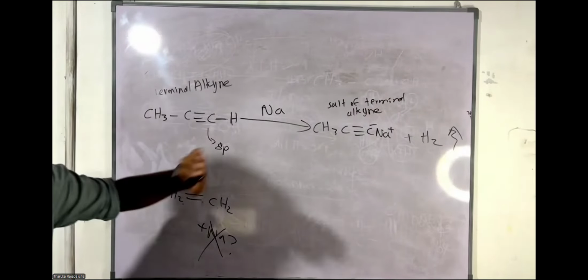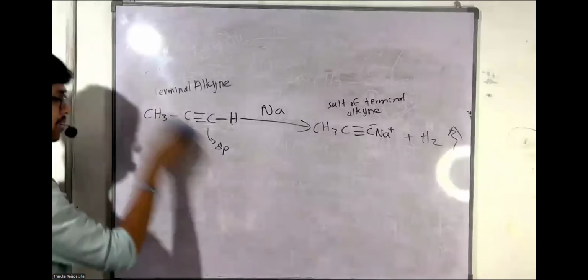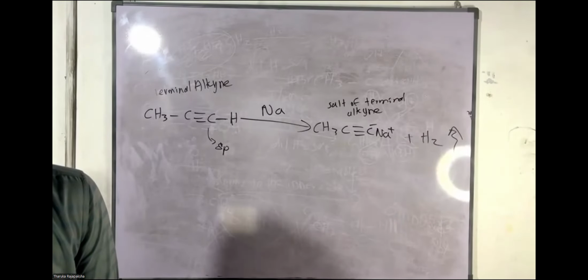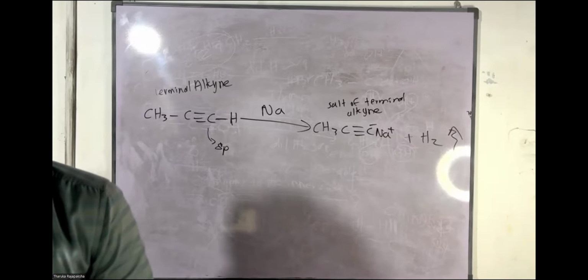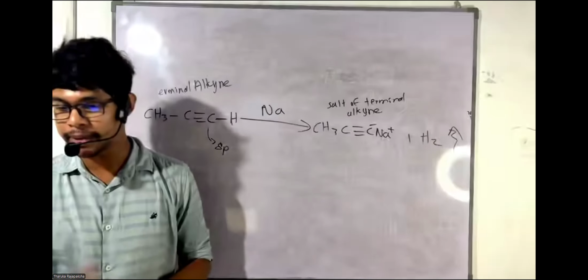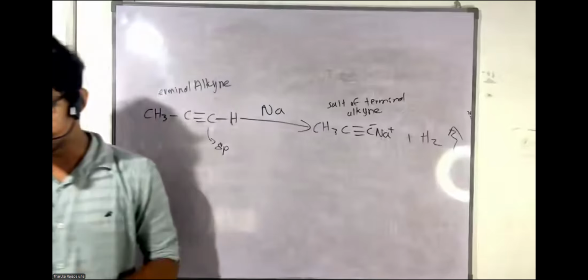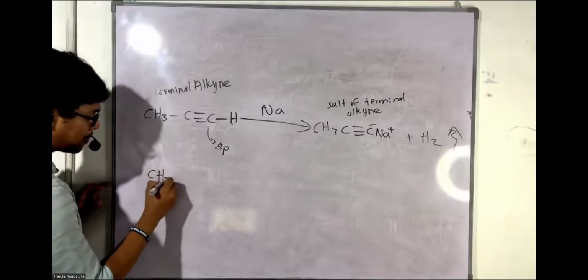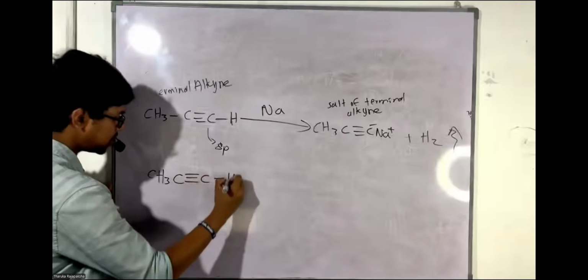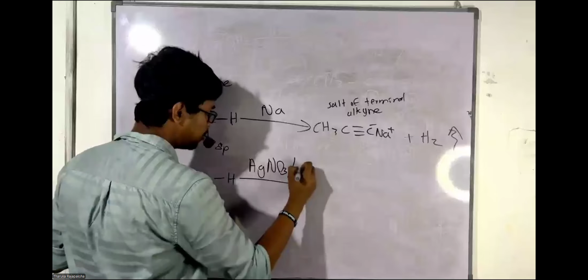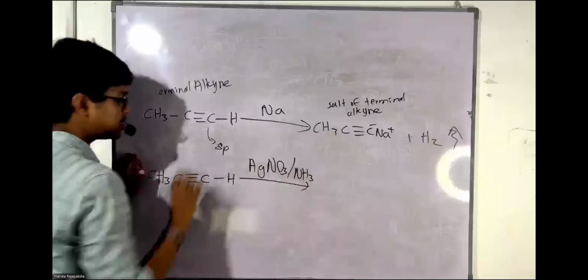Then the next one, the last two reactions we are going to learn today. Terminal alkynes react with certain heavy metals such as Ag plus and Cu plus in order to form insoluble metal acetylides. These two reactions can be used to identify terminal alkynes. So reactions like this will also happen. So CH3, C triple bond carbon hydrogen will react with AgNO3 in the presence of ammonia.